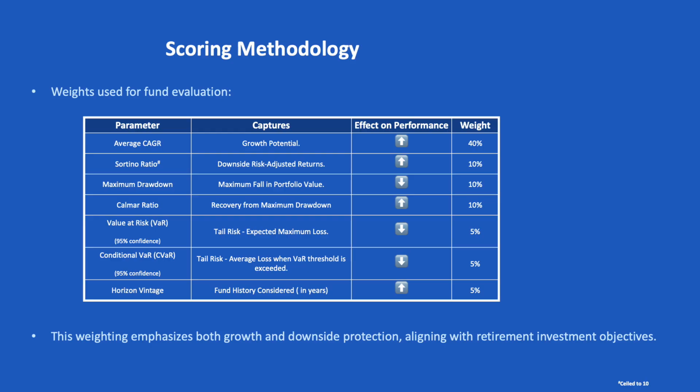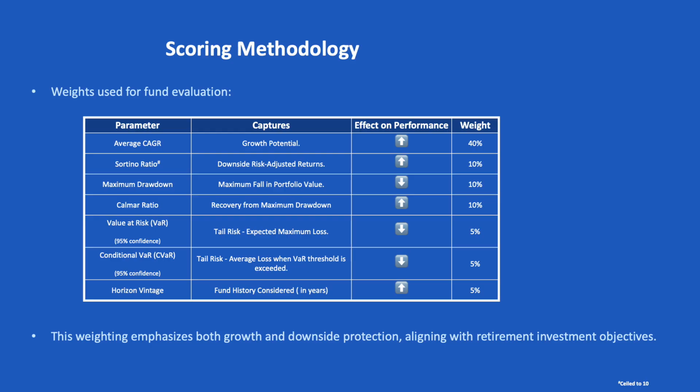The next risk-related metric is the maximum drawdown. It captures the maximum fall in the portfolio value. The lesser the maximum drawdown, the better is the fund performance. I've given it a weight of 10%. The next metric I considered is the Calmar ratio, which indicates the recovery from maximum drawdown. It is determined as the ratio of the average CAGR by the maximum drawdown. And I've given it a weight of 10%. Higher the ratio, the better is the fund.